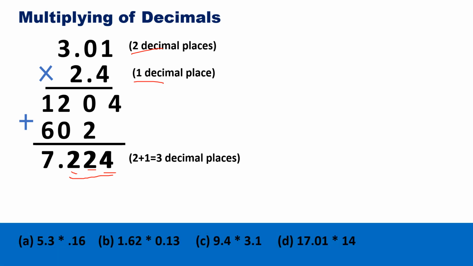Now we'll practice some questions like 5.3 into 0.16, 1.62 into 0.13, 9.4 into 3.1, 17.01 into 14. So these are the practice questions for the multiplication of decimals.